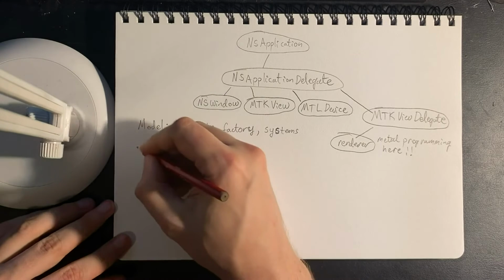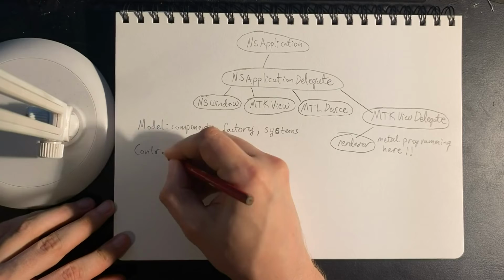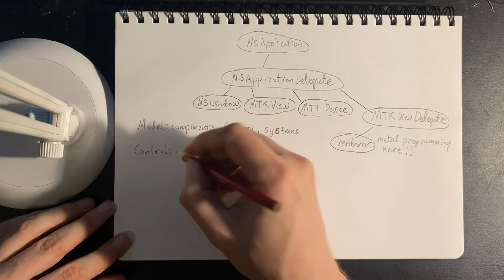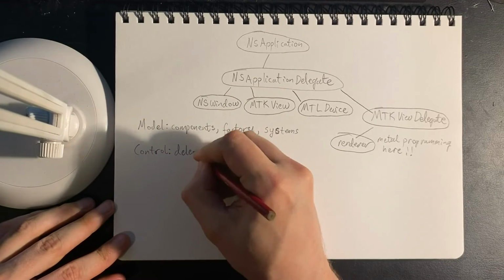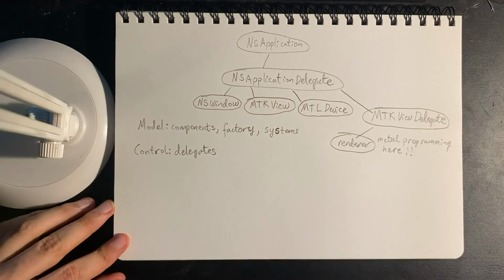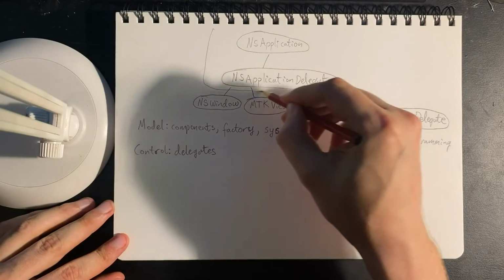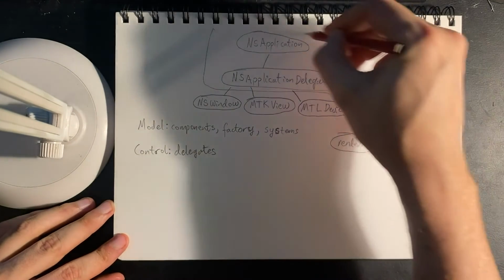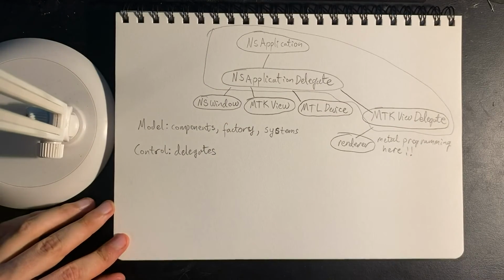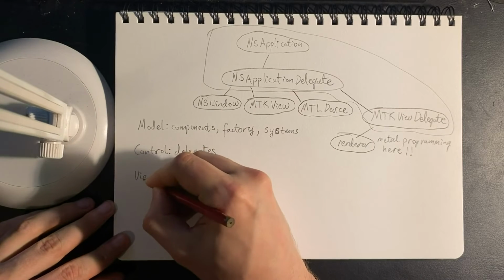Now, on the other hand, we'll have a control section, and this control section will basically be our delegates and our app, really. So all of this stuff, that's all the control. It goes from a top level control down to more fine-grained control. And then finally, we'll have our view.